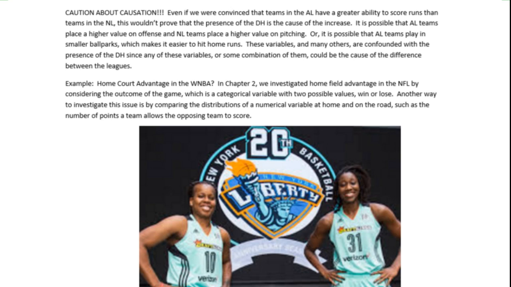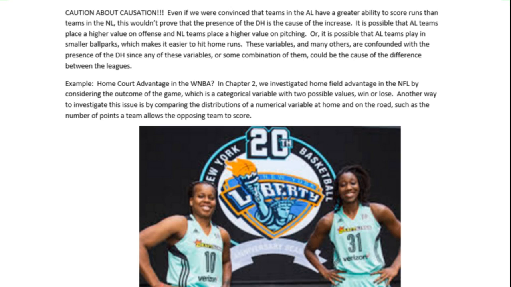These variables and many others are confounded with the presence of the DH. In the WNBA, the home crowd is usually very vocal in support of the home team, and not so supportive of the visiting team. In Chapter 2, we investigated the home field advantage in the NFL, considering the outcome win or lose, which is a categorical variable. Here, did the team allow fewer points, which is a numerical variable? Can't you just hear the fans chanting defense?